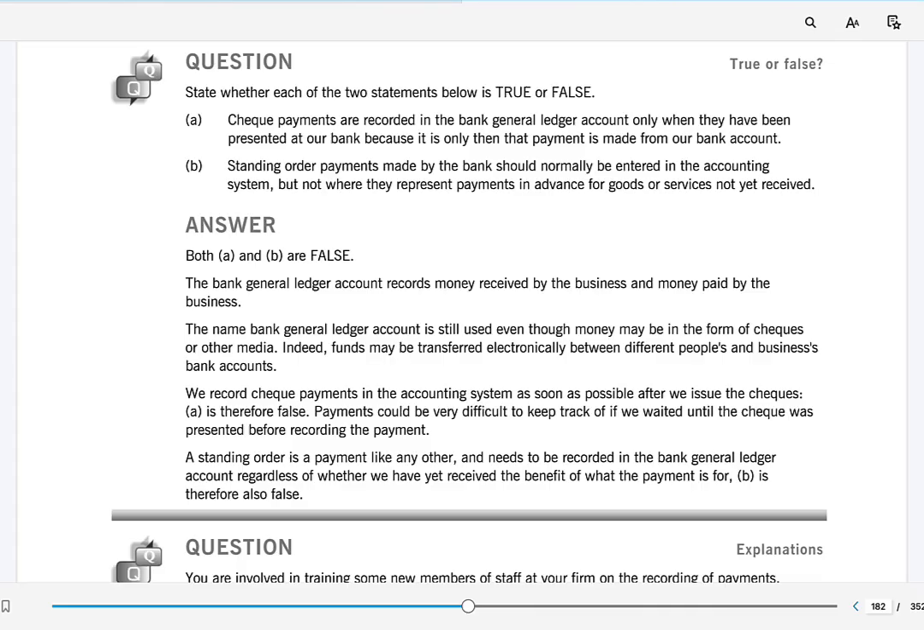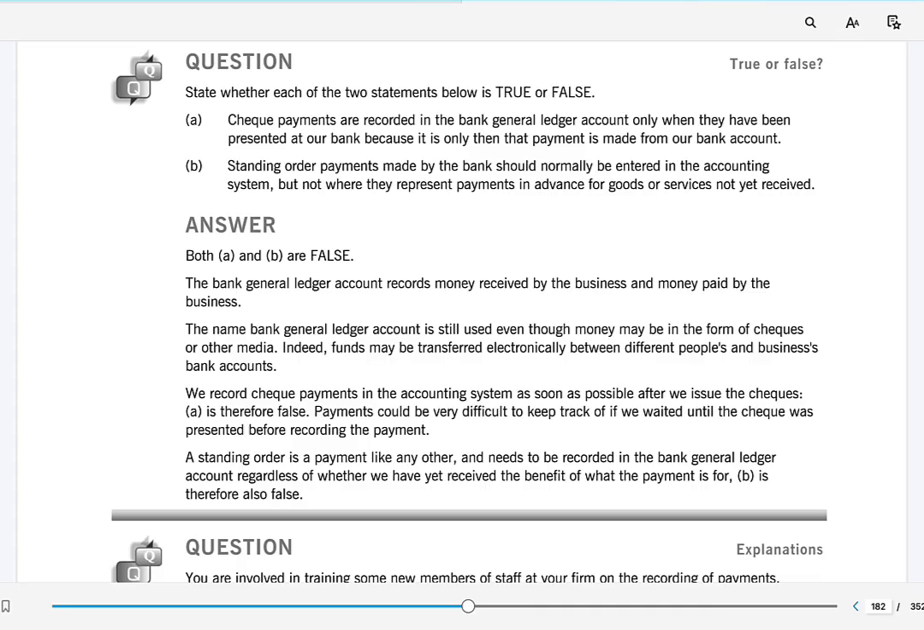Explanation for Statement B. Statement B is also false. Let us understand what a standing order is. A standing order is a regular payment. It is usually a fixed amount. It goes out automatically from the business bank account. For example, rent could be paid by standing order every month.